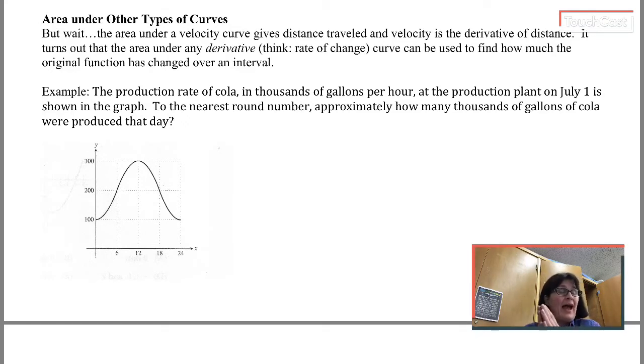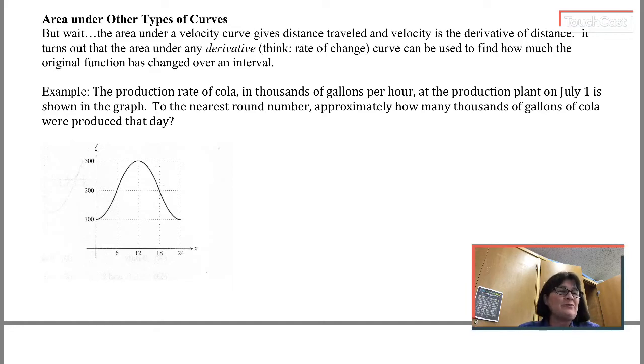So I haven't been given a graph of how much cola there is. I've been given a graph of the rate at which cola is produced, and I'm going to use the area under the curve to figure out how much cola got produced. So this is a very rare exception. I've been asked to make an approximation, but I have not been told how many rectangles to use and where to make them touch. But they're testing here, this is a multiple choice question, your knowledge that area under a rate curve gives accumulated, in this case, cola.